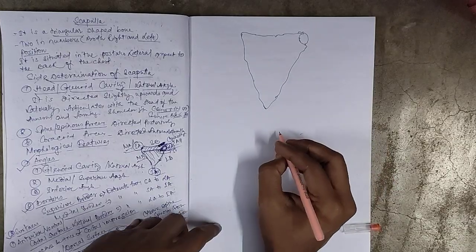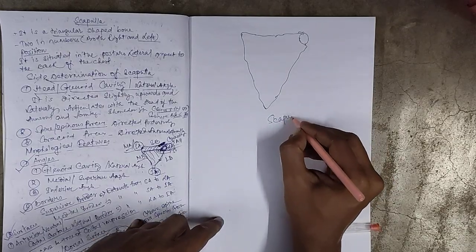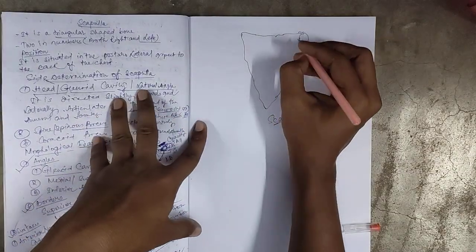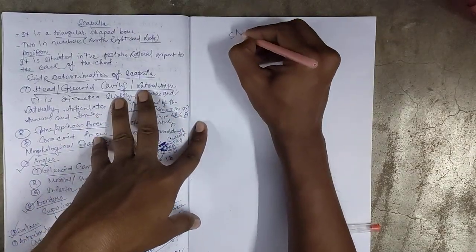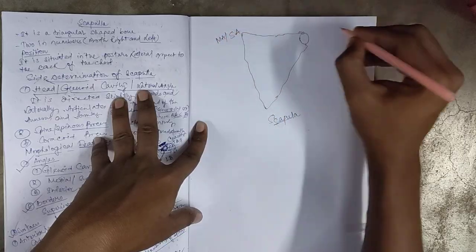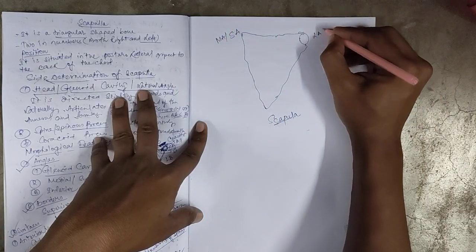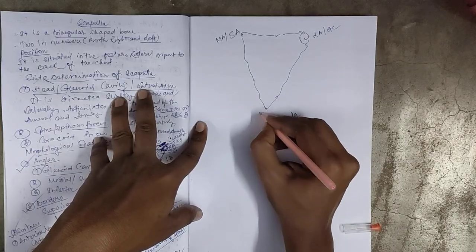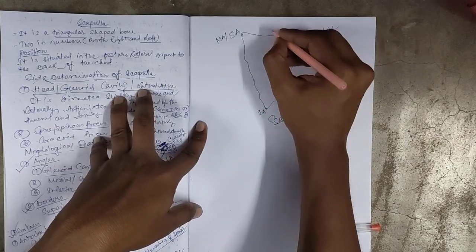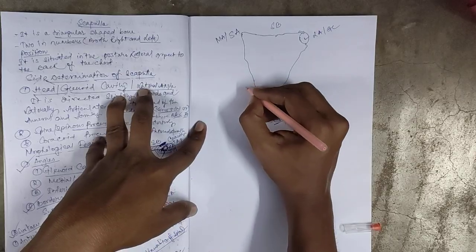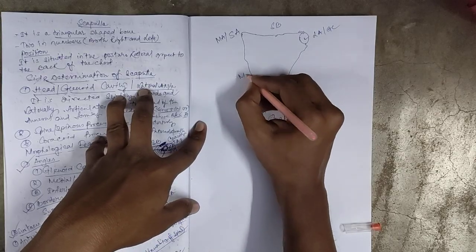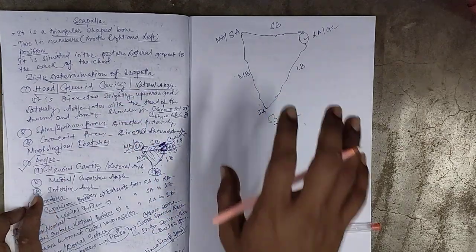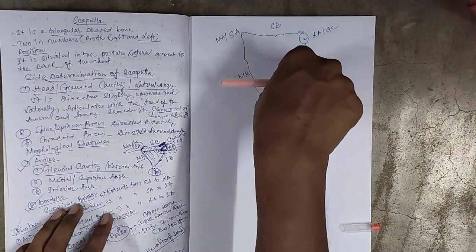So this is the diagram of the scapula. In case of the scapula, this is the superior angle or medial angle, this one is the lateral angle or glenoid cavity, this one is the inferior angle, this one is the superior border, this one is the medial border, this one is the lateral border. So these are the 3 angles and 3 borders.